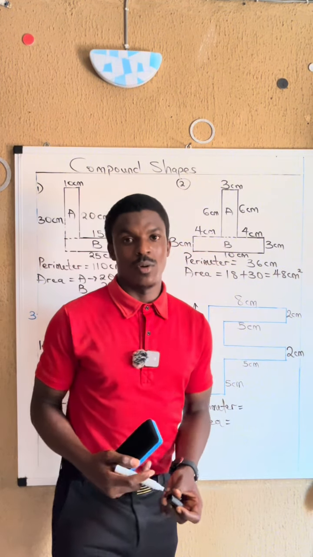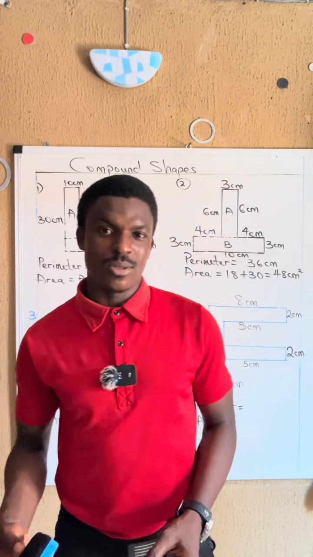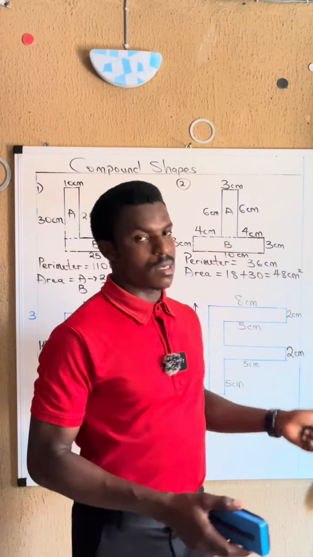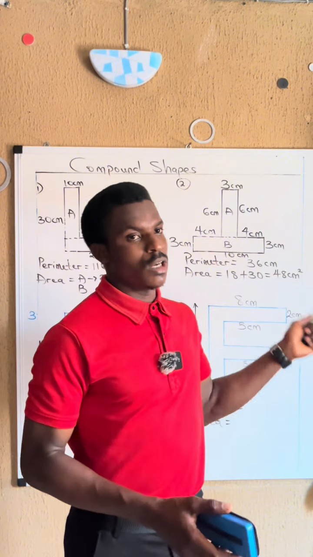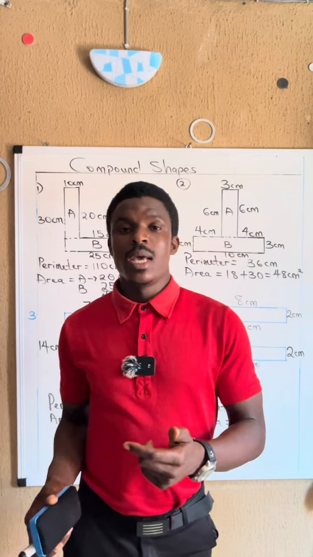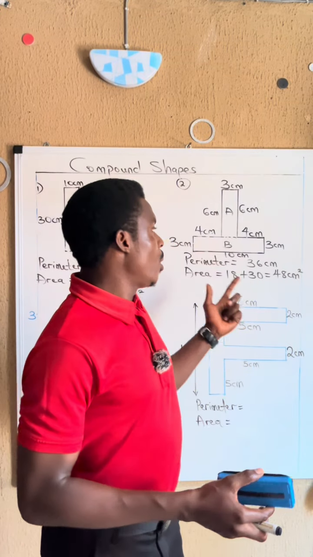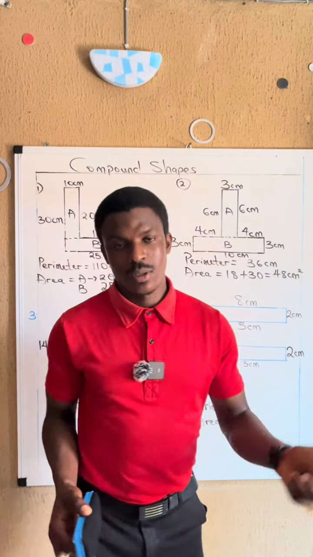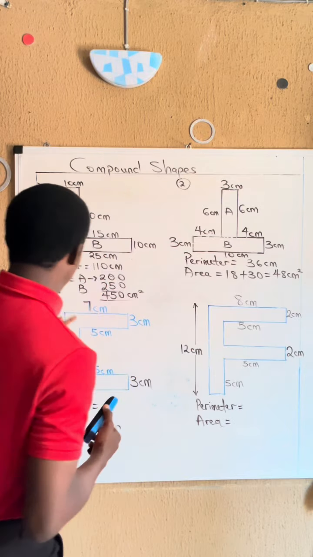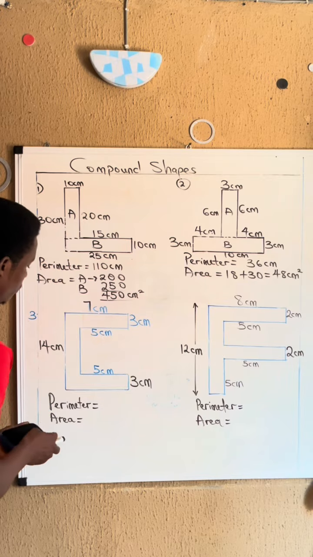Of course, the formula for area of a rectangle is length times breadth. And picking these lengths and breadths of these rectangles that make up these composite shapes, we have those answers as our areas. Let us look at this one.